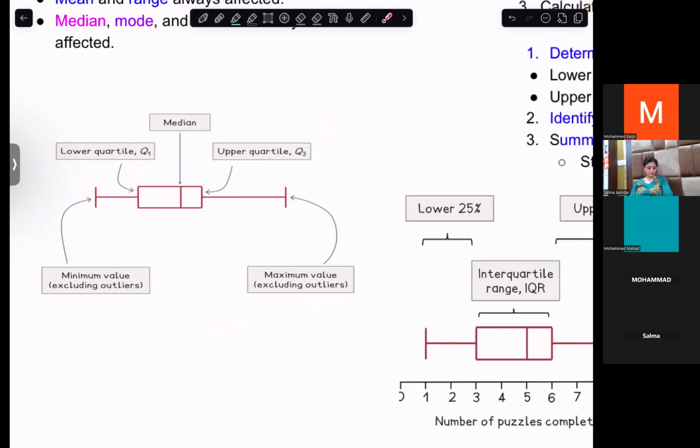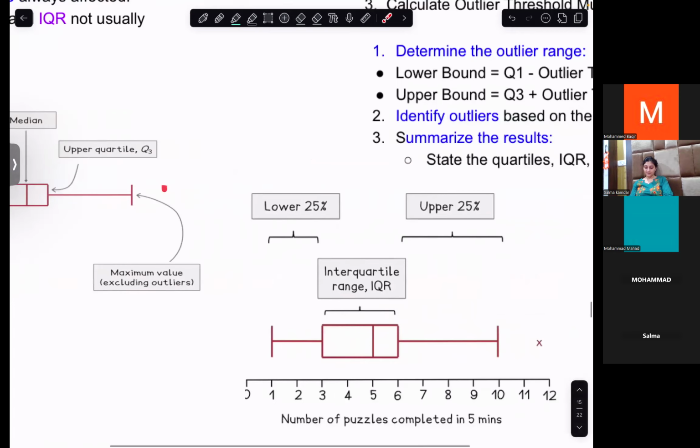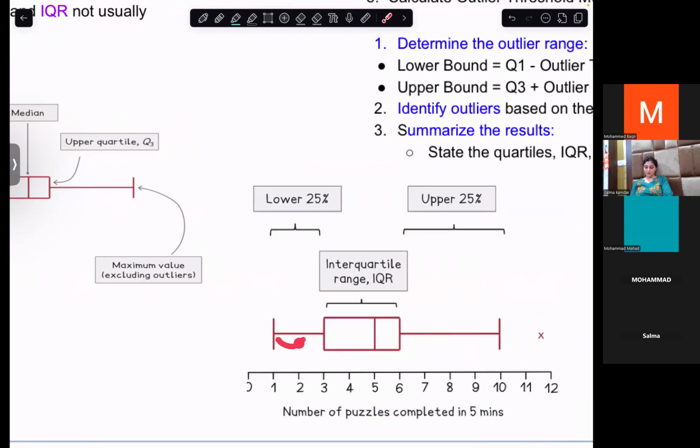And the whiskers, where they end and where they start, are the maximum and minimum values the data can have. Where will the outlier lie? Outliers will lie outside of the whiskers. Very good. So this portion is what?